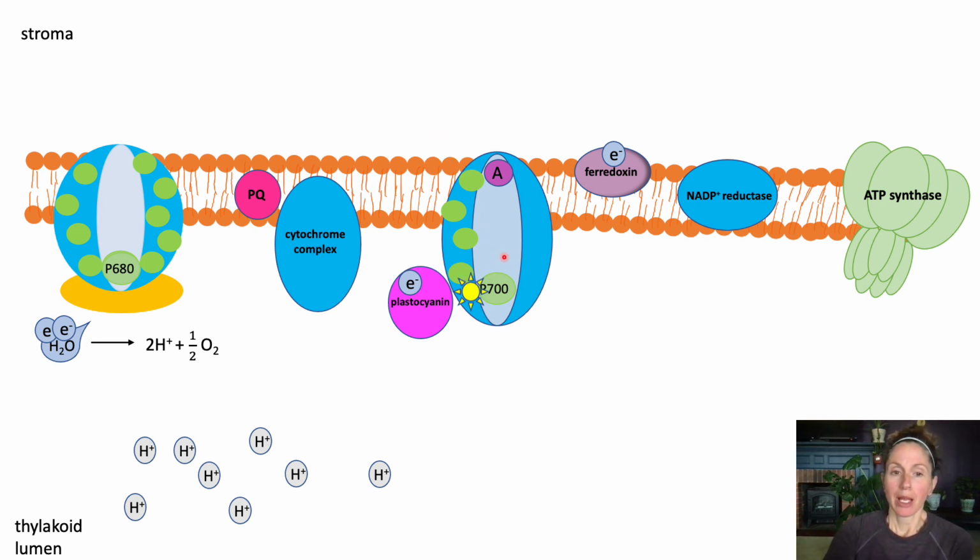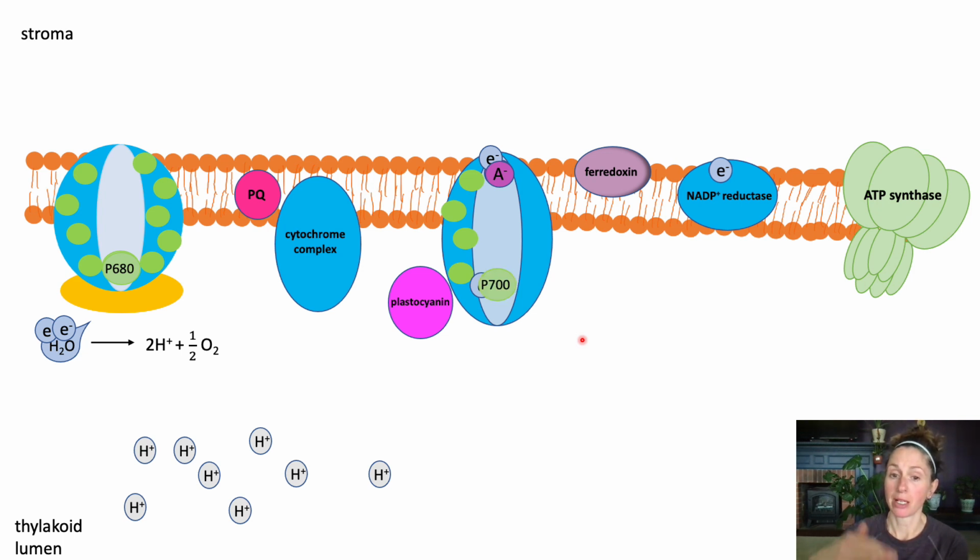So P700 is energized, and its electron gets donated to the primary electron acceptor, reducing its charge and making the P700 have a positive charge. Now it's ready to take that second electron. Okay, and we see again the ferredoxin is giving its electron, and we just see the electrons move through the path. So PC gives its electron to P700.